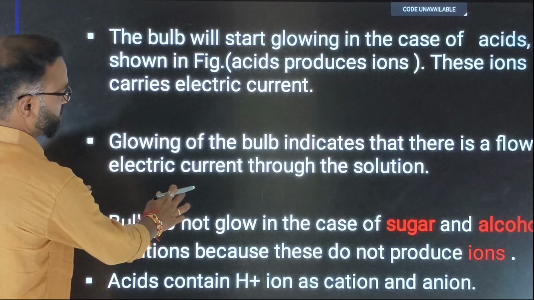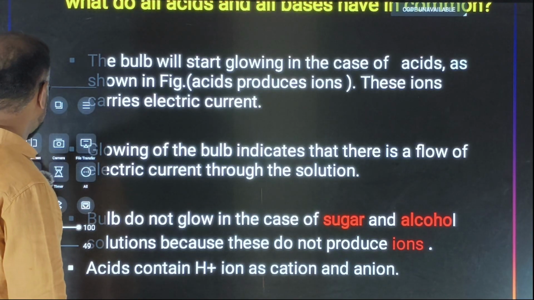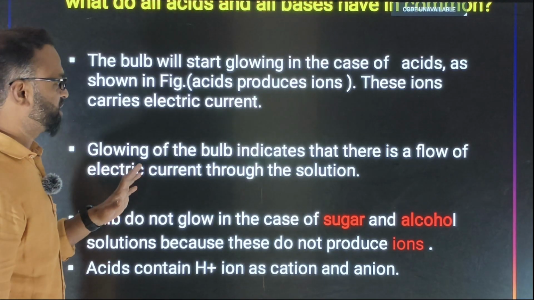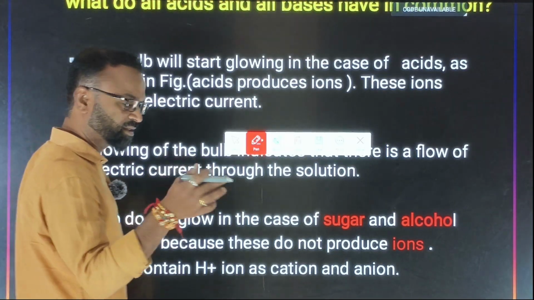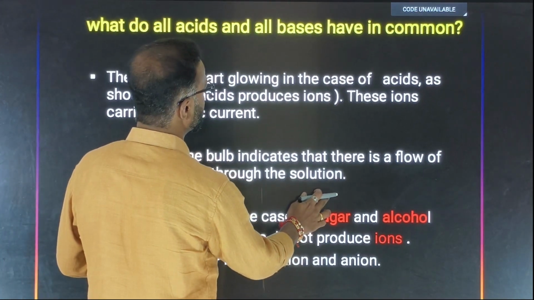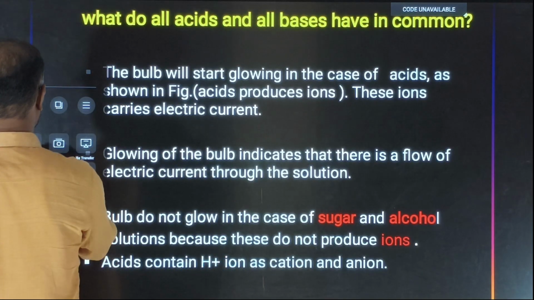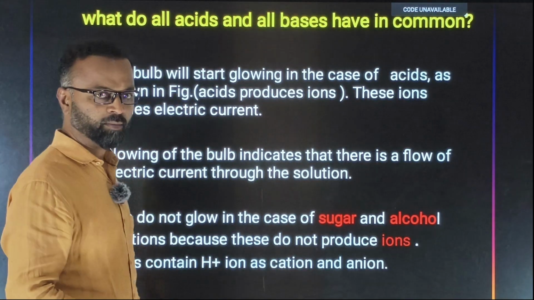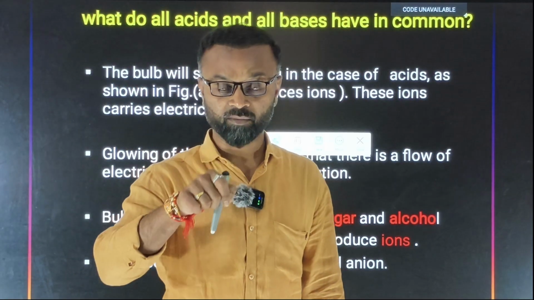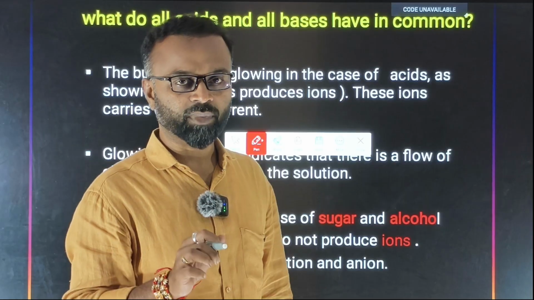Now see, what they are trying to tell here is, what is common? We know the difference between acids and bases. Now they are asking what is common, what is similar between acids and bases. That also we should see, right? Like how we differentiate in biology the animal cell and plant cell, similarly we tell what is common between the plant and animal cell.